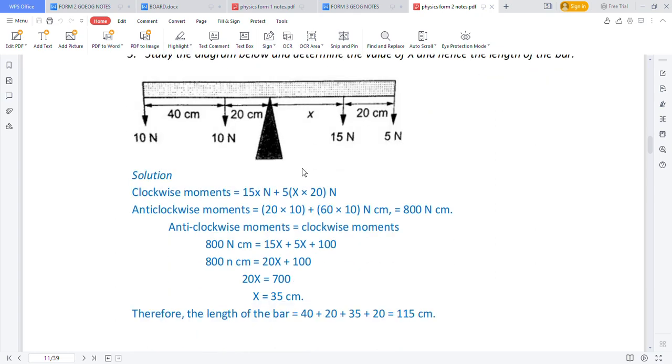Again, here you have 10 Newton, 40 centimeters, 10, 20 centimeters, and 10 Newton. Then you're told to find x. Very simple. The sum of the anti-clockwise moments is equal to the clockwise moments. For the clockwise moment, we are going to have 15 times x plus 5 times the perpendicular distance, which is going to be 20 plus x. So you're going to have x plus 20, not x times 20, it is x plus 20. Then for the anti-clockwise moment, you're going to have 10 times 60, since 20 plus 40 is 60.